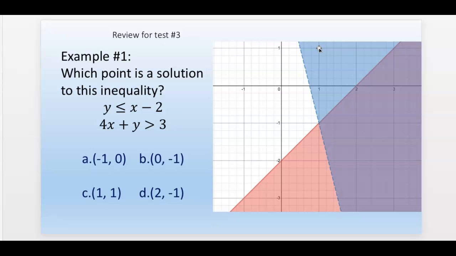The only one left is the 2, -1. And there it is. That's in the double shaded area, in kind of that dark purple area. So the answer here is D.